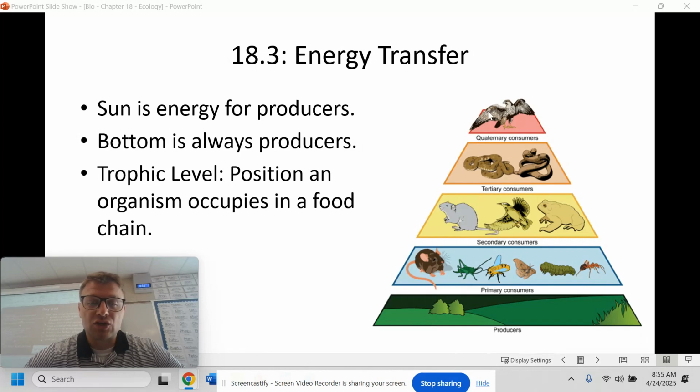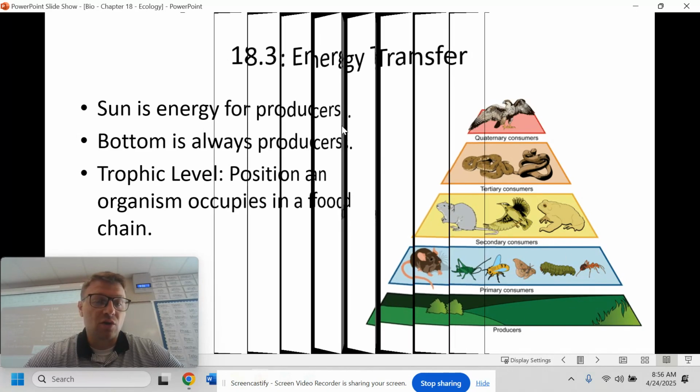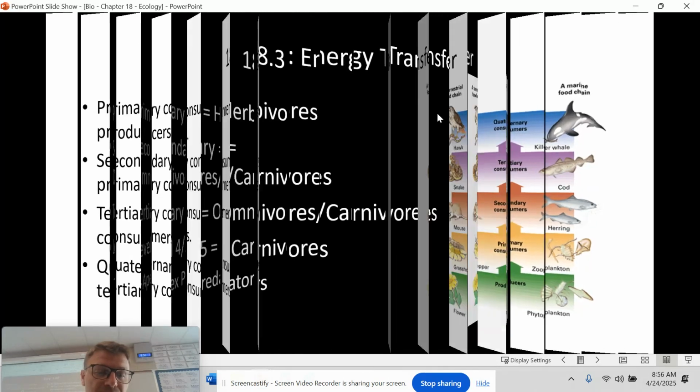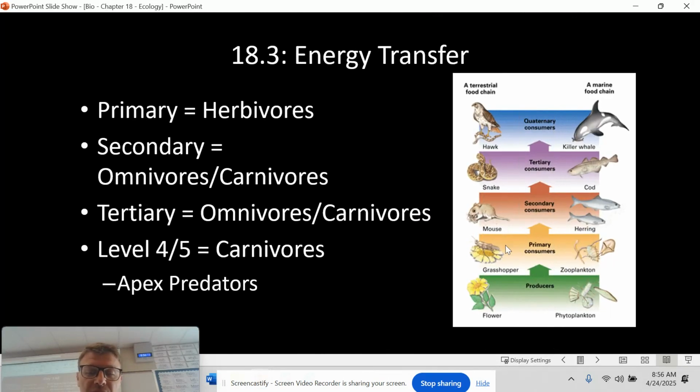Each of these levels is known as a trophic level, and that just shows the different positions on this food chain. Primary consumers are going to eat the producers. Secondary consumers are going to eat the primary consumers. Tertiary consumers are going to eat the secondary consumers, and quaternary consumers are going to eat the tertiary consumers. So as we move up this list, we label them primary, secondary, tertiary, and quaternary. Typically, the primary consumers are going to be herbivores, while the middle ones are going to be omnivores, and the top ones are going to be carnivores.